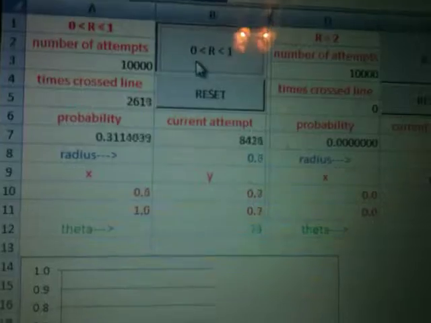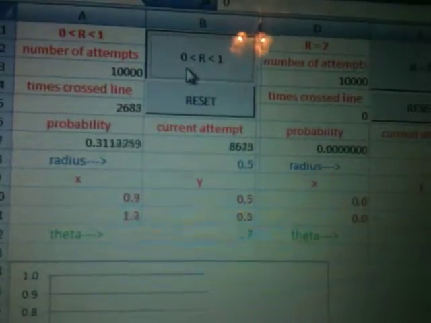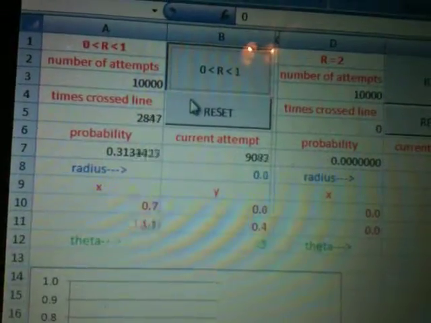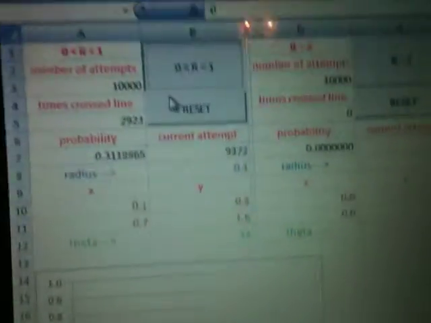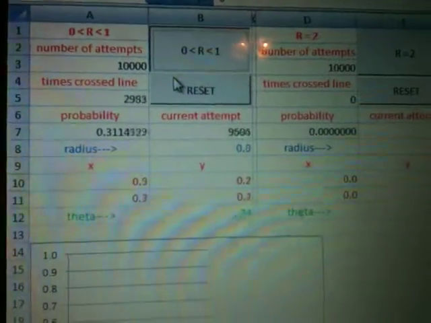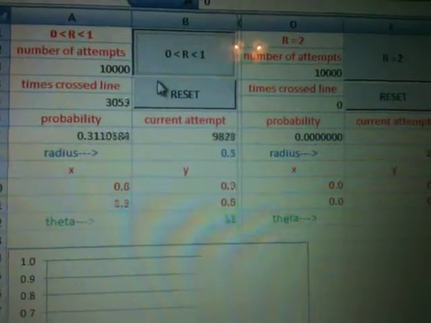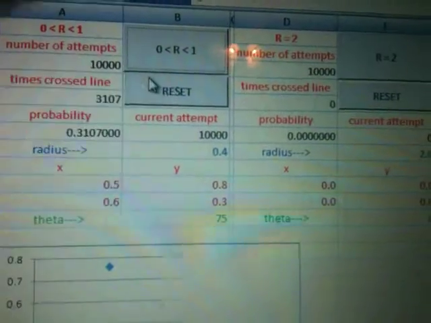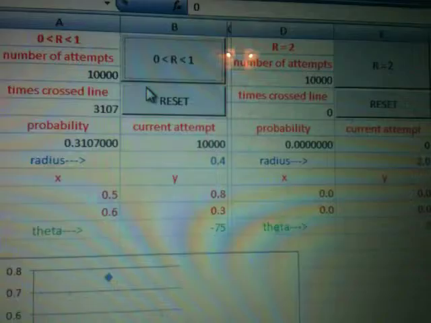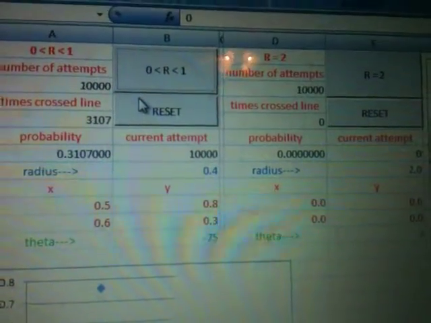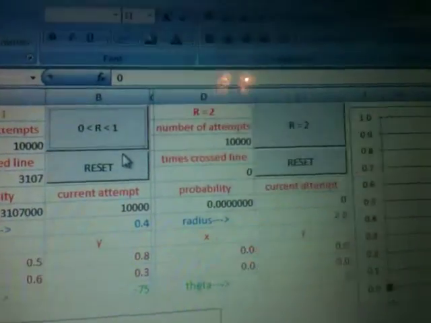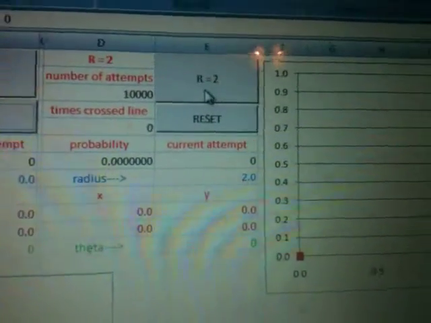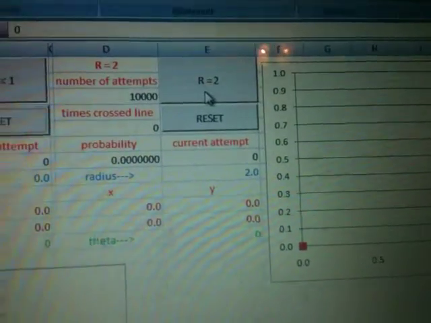I coded this in Visual Basic of Excel. You just go to the Developer tab and open up Visual Basic. If you know anything about programming, then you can do that. You also can add buttons from the Developer tab, like here. And over here is if the radius is equal to 2, what is the probability that it will cross the line?